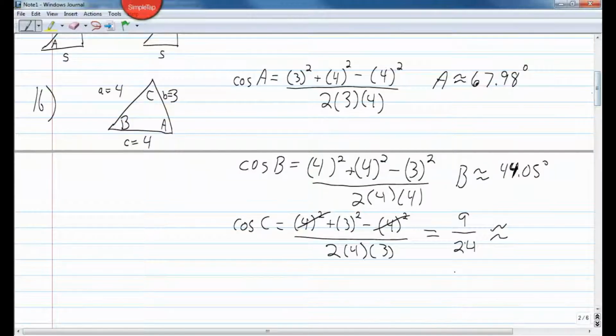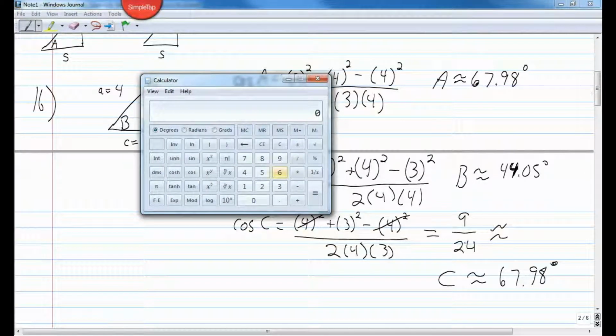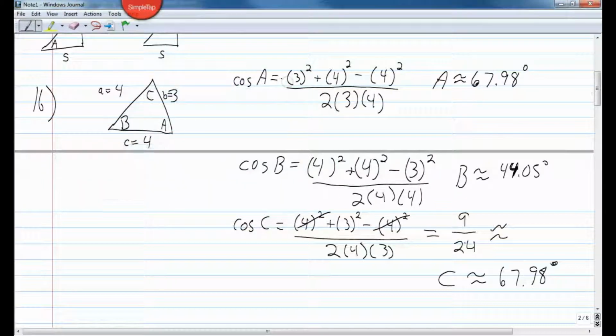Let's see. C is about 67.98. Now, there's a chance if I added those 3 together that they wouldn't be exactly 180 because we're rounding. But you can always check and see. Let's see, 67.98 plus 67.98 plus 44.05. See, we are off by 100th, and that's because I rounded. So that's how you find angle A, angle B, and angle C.